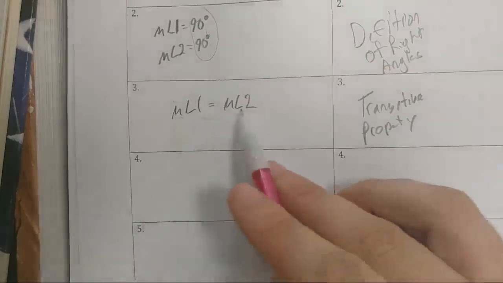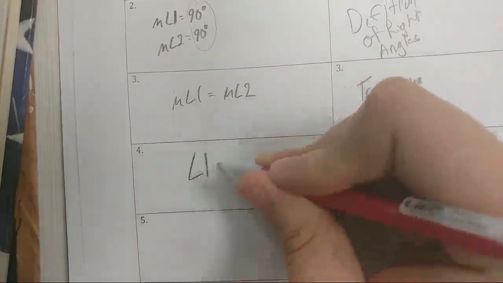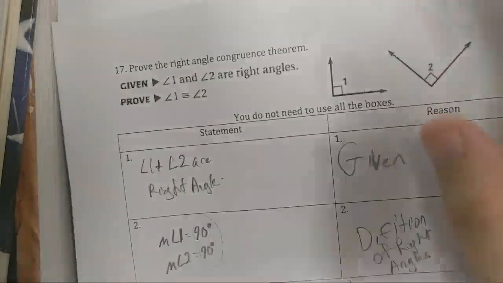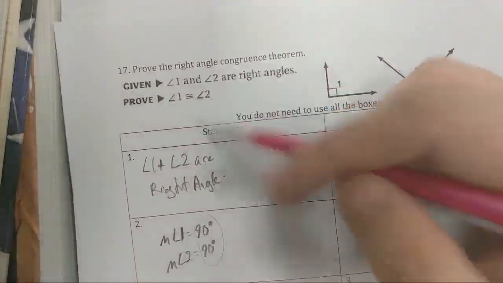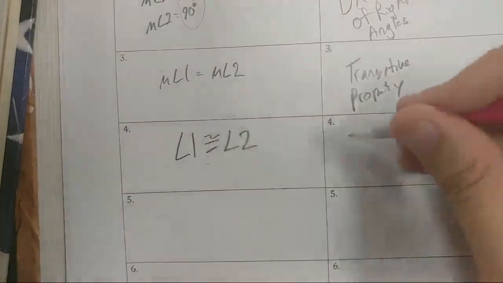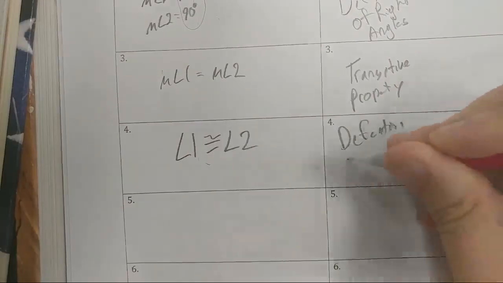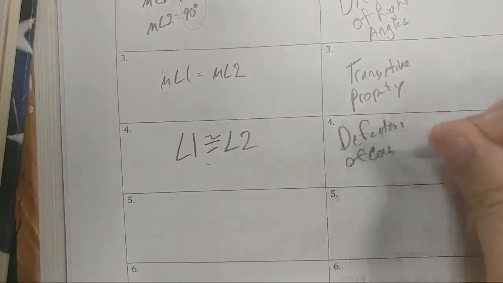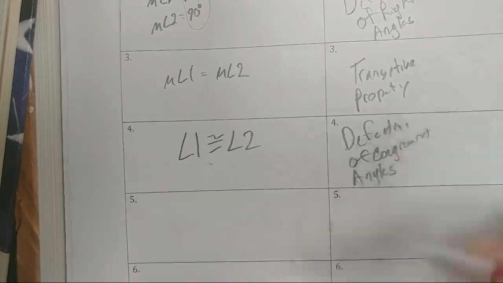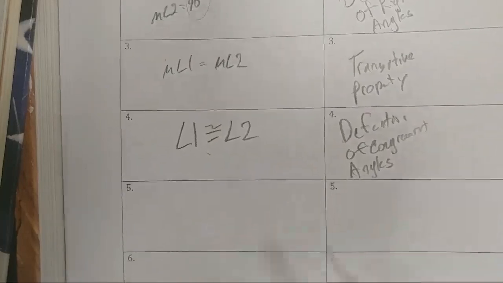Now, if we have the measurement of angle 1 and the measurement of angle 2, we could change that into angle 1 being congruent to angle 2, because that's what we were looking for. I'm not looking for the measurement of the angle. I want to know if these two angles are congruent. And I know these two angles are congruent because the definition of congruent angles tells me that when the measurements are the same, the two angles are the same. At this point, I'm done.